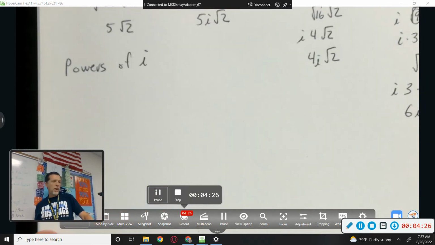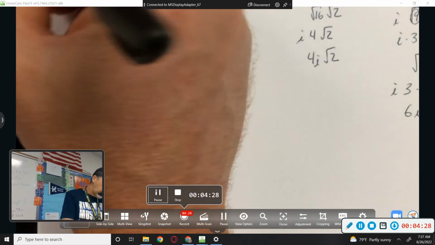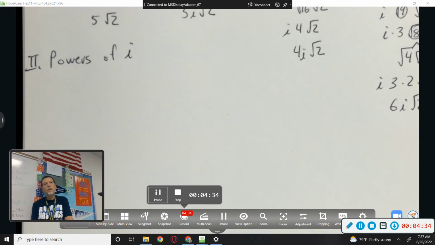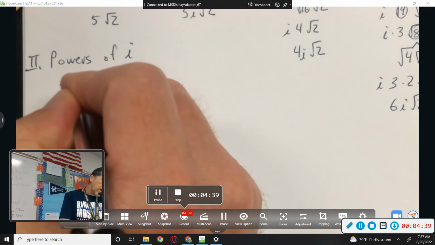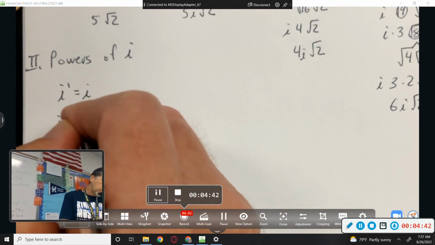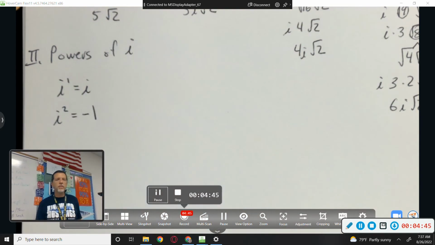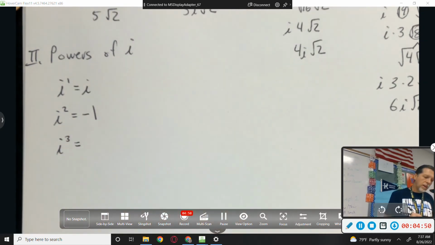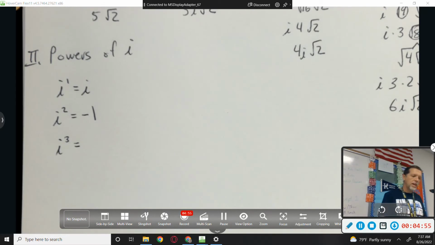All right, powers of I. I guess if we're going Roman numerals, that'd be Roman numeral 2. Powers of I. So I to the first is I, I squared is -1. We said that already, both of those things. What do you think I cubed is? How'd you get -I? I agree with that. Oh no, she didn't really tell us last year. Okay, just remember it. It is negative I.